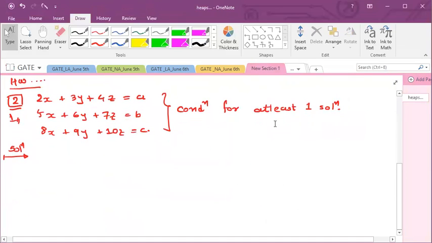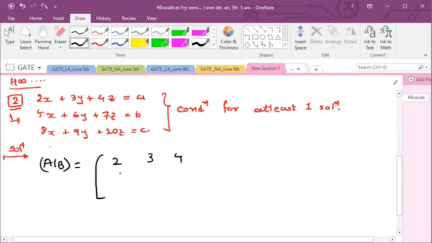So here first we'll write A augmented B and try to convert it into row echelon form so that we can find its rank. Definitely, to find rank we have to convert it into row echelon form. So 2, 3, 4, 5, 6, 7, 8, 9, 10, and A, B, C.